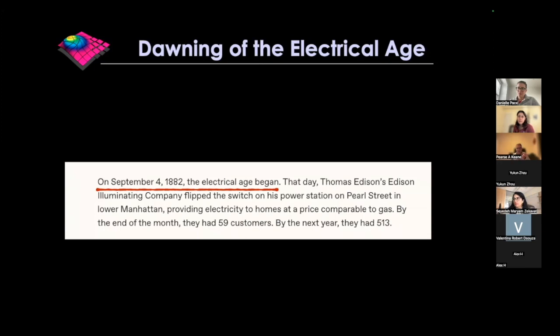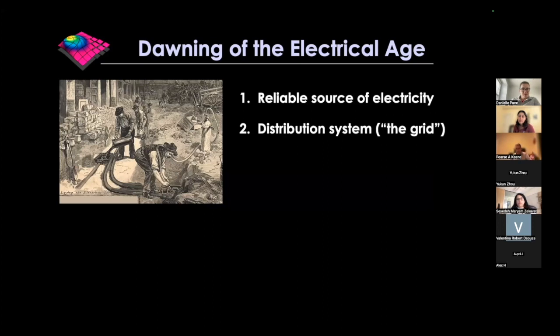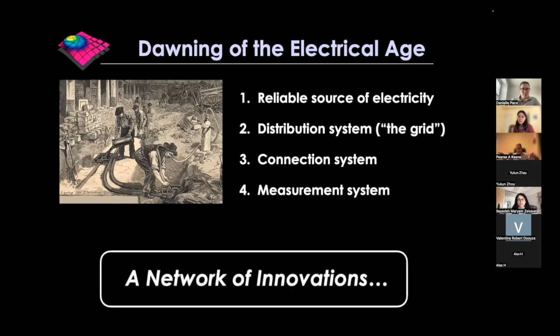But what Edison realized, first of all, is that you have to have something that's long acting. But the bigger revelation, I think, was that you needed to have a lot of other things. You needed a reliable source of electricity, a distribution system, a connection system, a measurement system. And so it was a network of innovations.